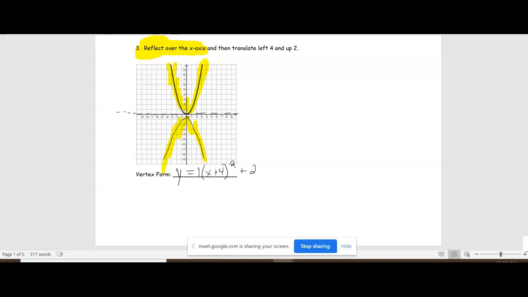So everything Jennifer has here is great, except we just want to reflect the idea that we're flipping our parabola upside down, so we are going to make our 1 a negative. All right, good with that, Jennifer?